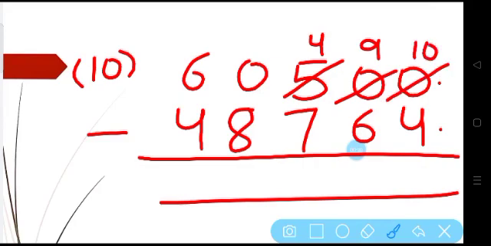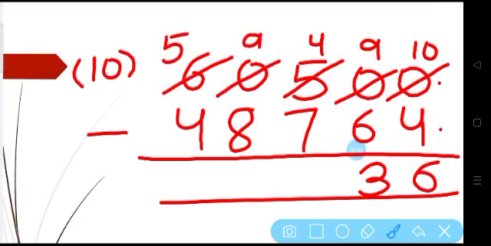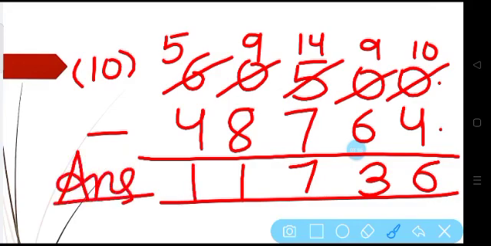So 10 minus 4, it will be equal to 6. 9 minus 6, it will be equal to 3. Here it is 4. So we will borrow from 6. 6 will become 5. This 0 will become 9 and this 4 will become 14. So 14 minus 7 will be equal to 7. 9 minus 8 will be equal to 1. And 5 minus 4 will be equal to 1. So hence our answer is 11,736. Okay students. Now let us see next question, that is question number 11.